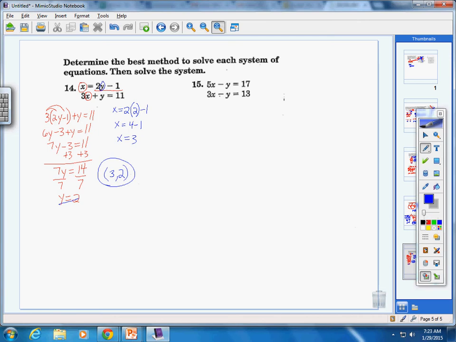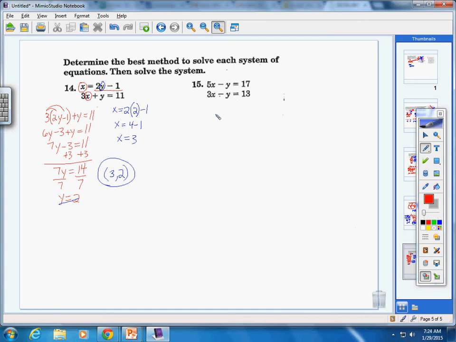Alright, let's do one final question. Looking at this guy, well, I don't want to use the graphing method because it's going to take me a little bit of work to get my equations into slope-intercept form, so let's throw that one out. How about the substitution method? We could use it, but it would take us a minute to get one of our variables isolated. How about the elimination method?